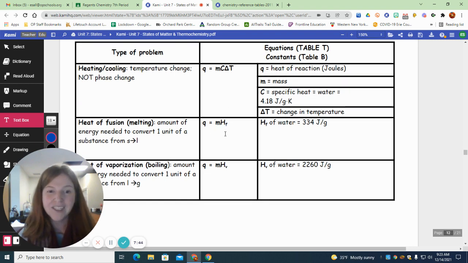When we're melting or freezing, that's when we use Q equals mH sub F, heat of fusion. That's when you're going from a liquid to a solid or a solid to a liquid. When you are boiling or condensing, we use Q equals mH sub V, where H sub V is a constant, 2,260 joules per gram, liquid to gas, gas to liquid, okay?